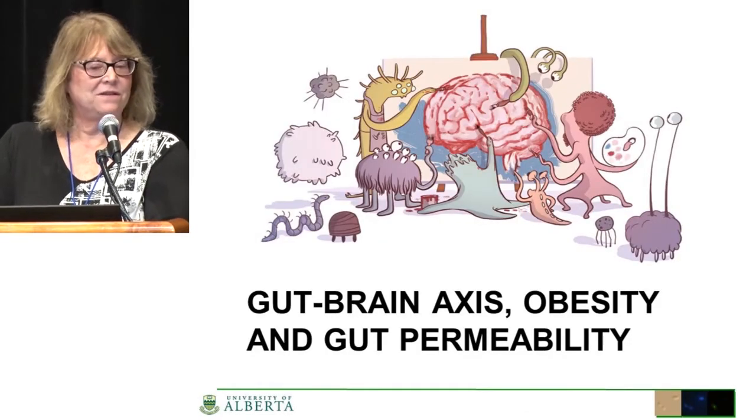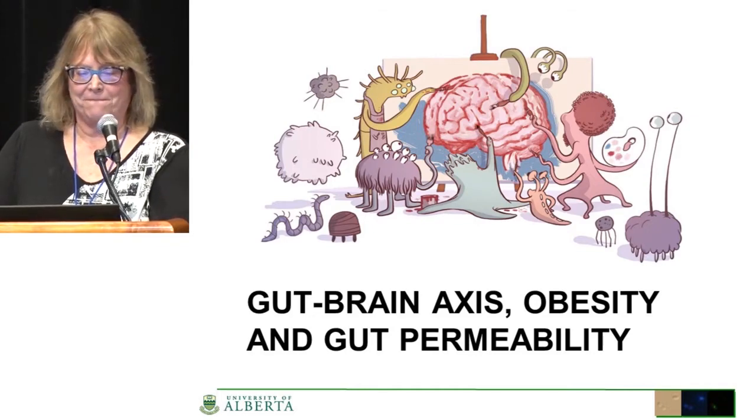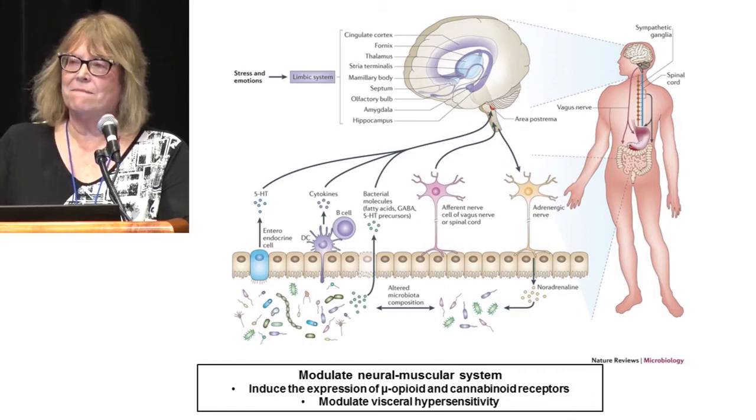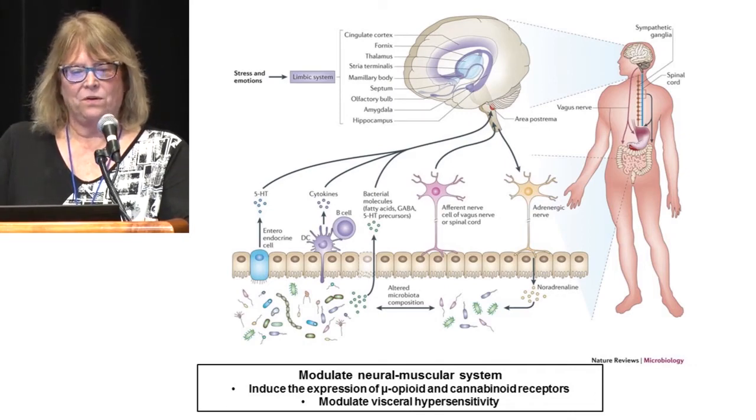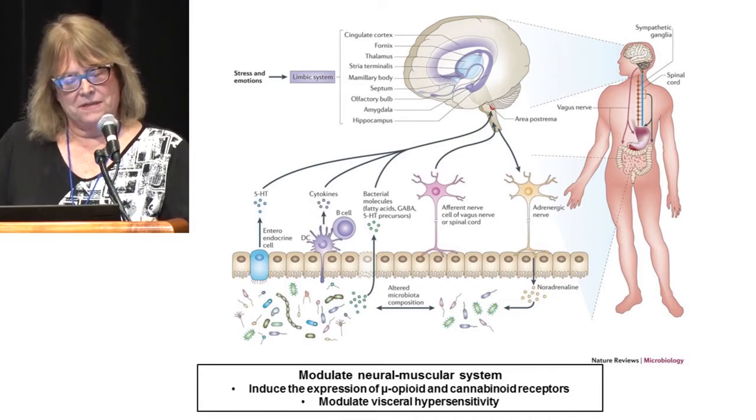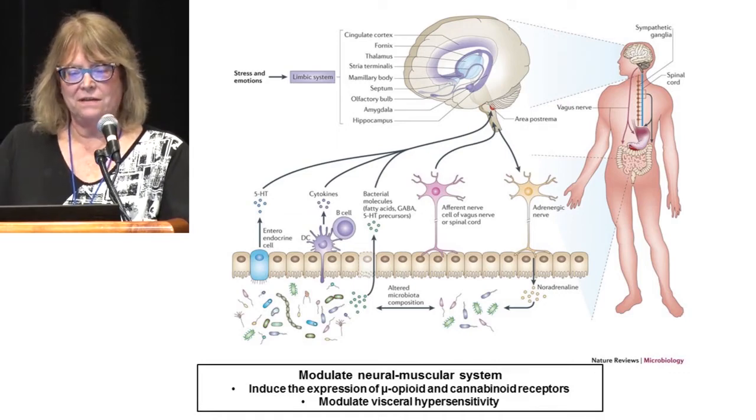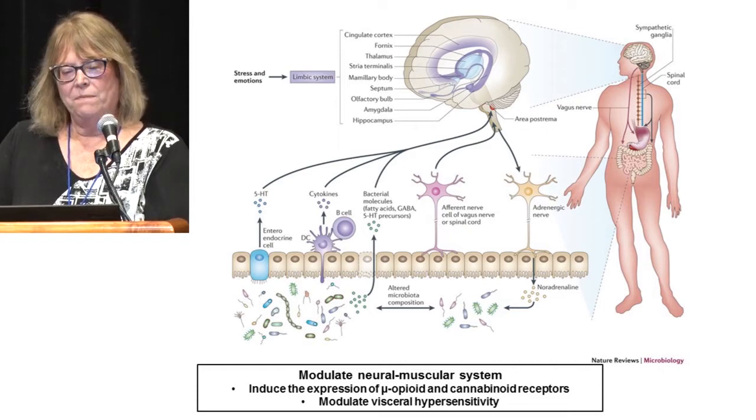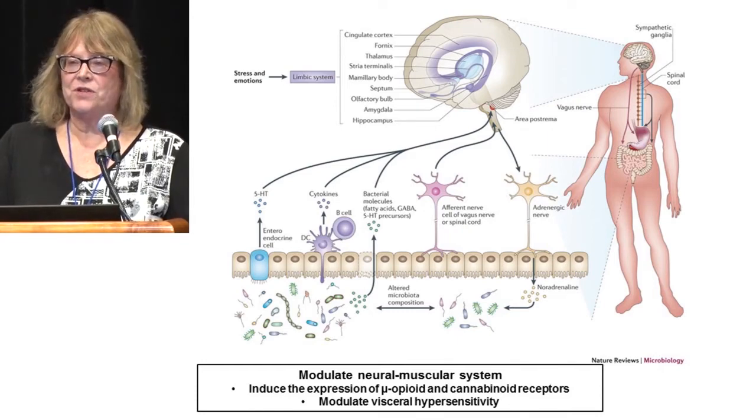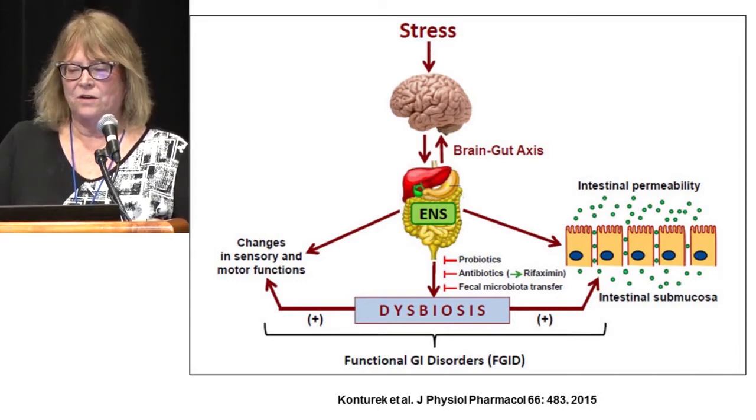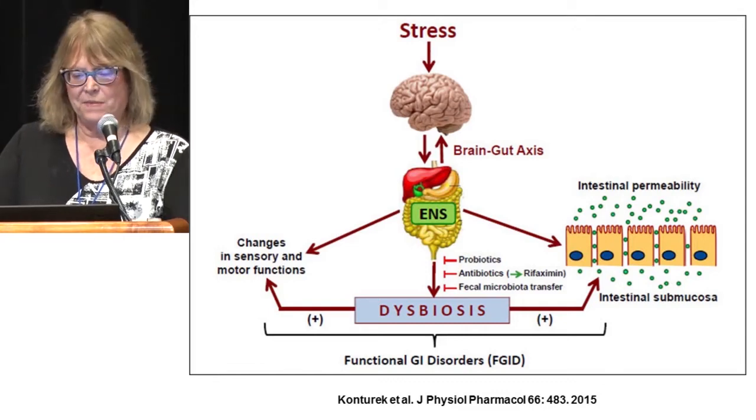Okay, what about the gut-brain axis, obesity, and gut permeability? We know gut microbes can communicate with the brain in a lot of different ways through the release of metabolites like GABA and serotonin. Cytokines can act on the brain. Serotonin is produced by enteroendocrine cells. And when you're under stress, it alters the enteric nervous system and increases gut permeability, letting in LPS and driving systemic inflammation.